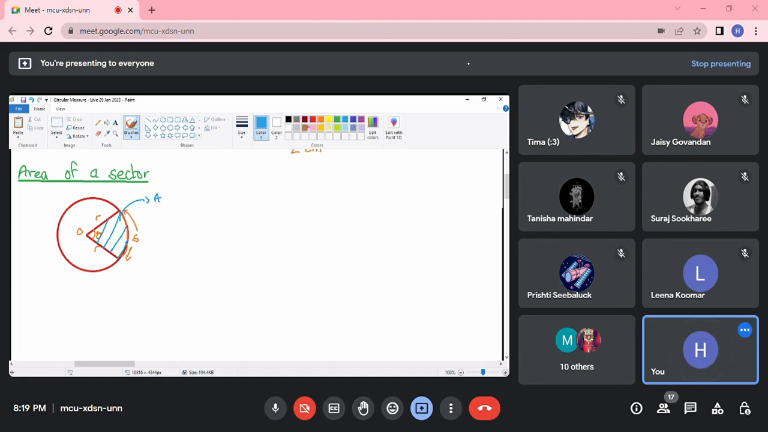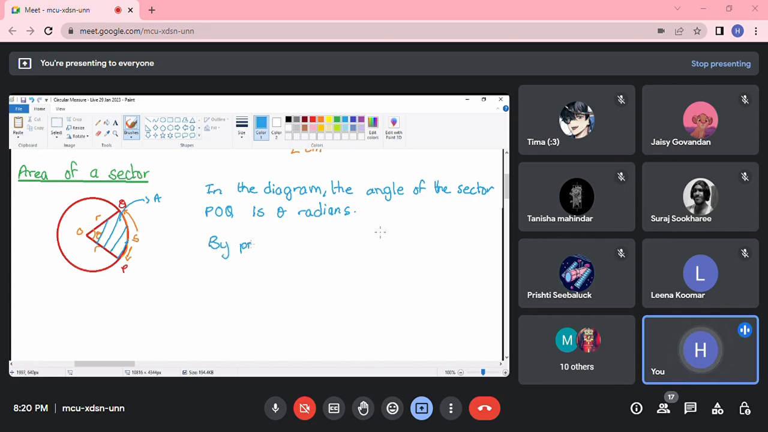Okay, so now we will derive a formula for the area of the sector. So in the diagram, let's give the sector a name. Here it's P, and here it's Q. So the angle of the sector POQ is theta radians, as we drew in the diagram.